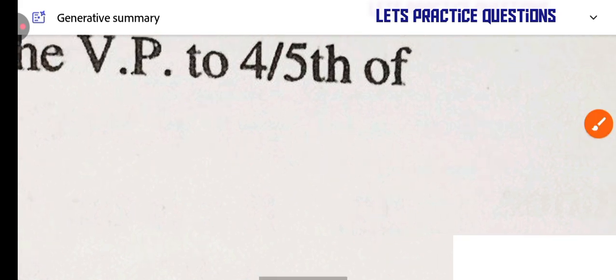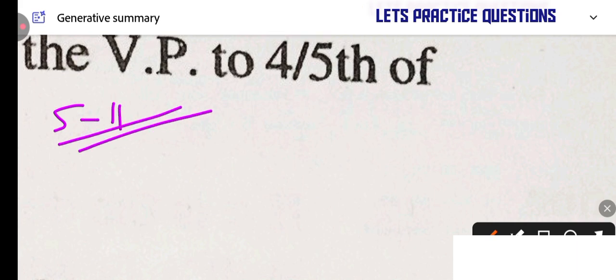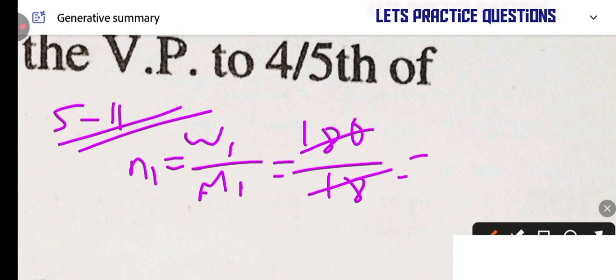In the second step, we have to find the number of moles of solvent. Number of moles of solvent, N1, is equal to the weight of solvent divided by the molar mass of the solvent. Weight of solvent given is 180, and the solvent is water. 180 divided by 18 gives 10 mole.